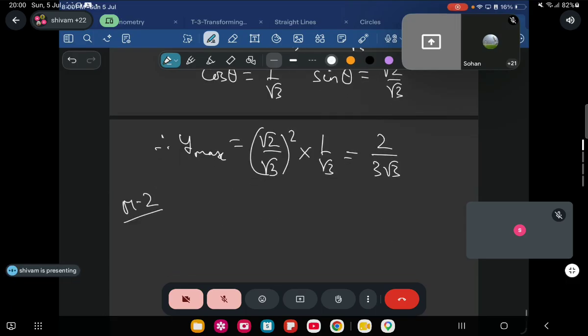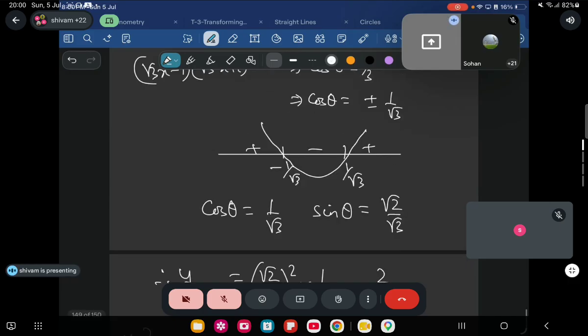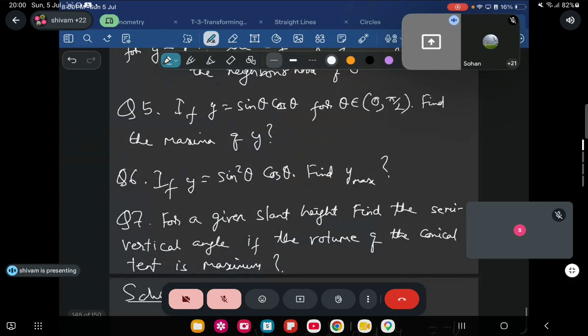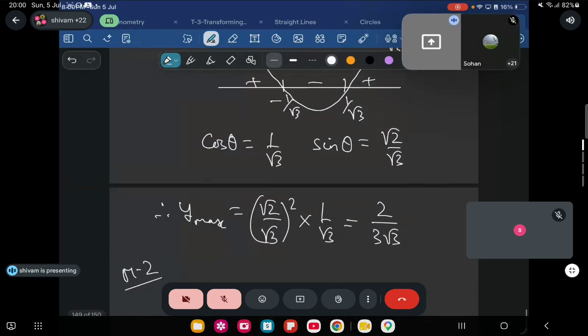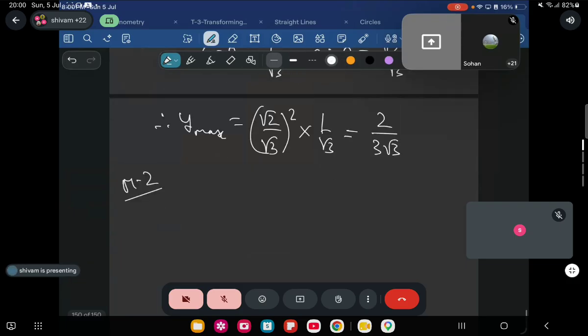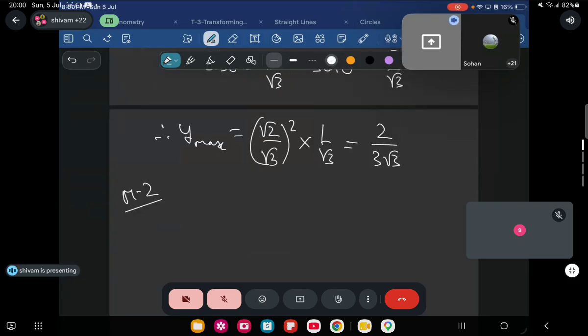Method 2, everyone. See, I need sin square theta into cos theta. Can I use the AM-GM inequality? Yes or no? But we have to use it in such a way that we get sin square theta into cos theta on the right hand side. And on the left hand side, what should we get? Sin theta plus cos theta in this form. So that means we need 2 sines, 1 cos, like sin plus cos. But there should be some value, right?